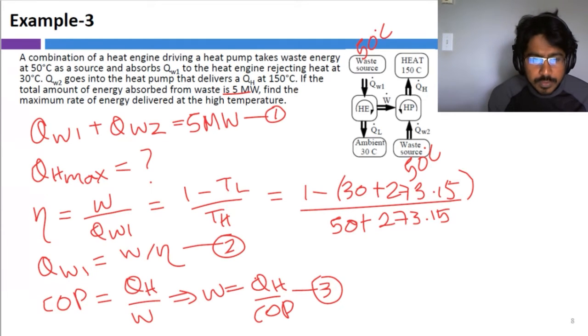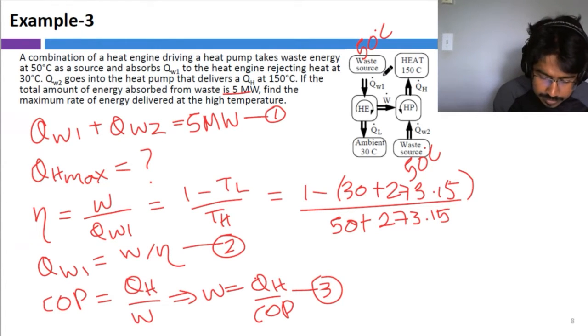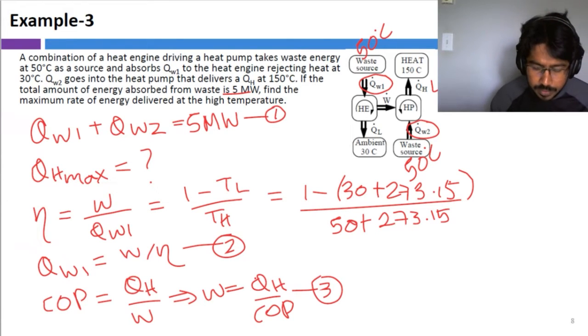Why do we apply the first law equation to the heat pump, not the heat engine? Because we are not interested in QL, right? We want to find QH, and we know the relationship between QW1 and QW2. We know the sum of these two, and we want to find this one. Therefore, finding another relationship between these parameters is going to be beneficial.